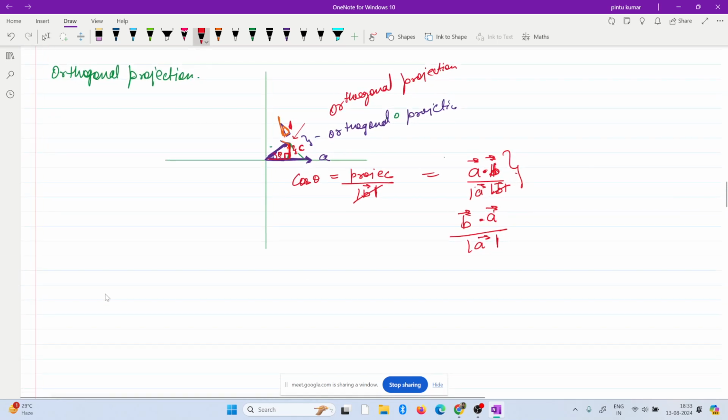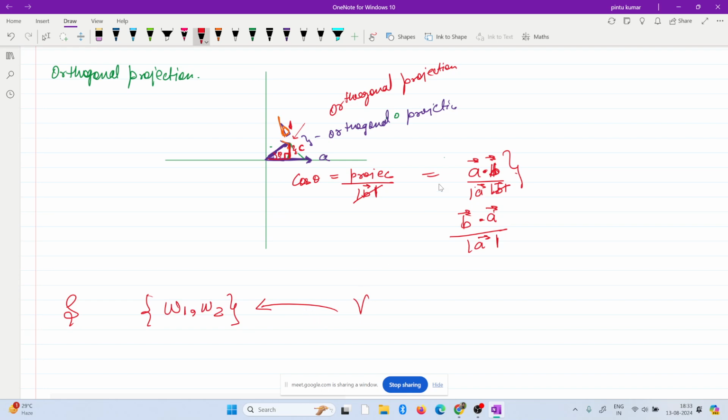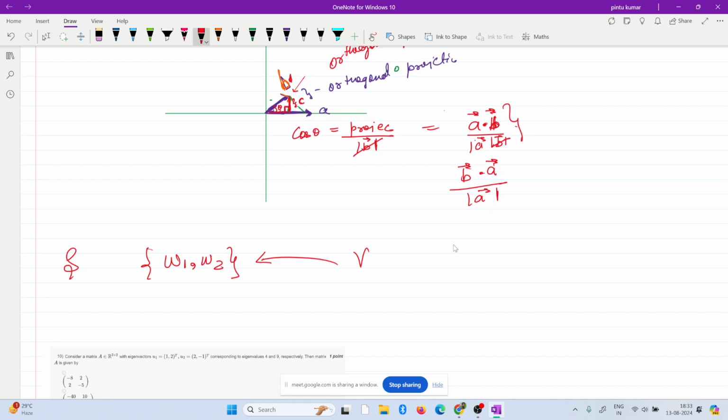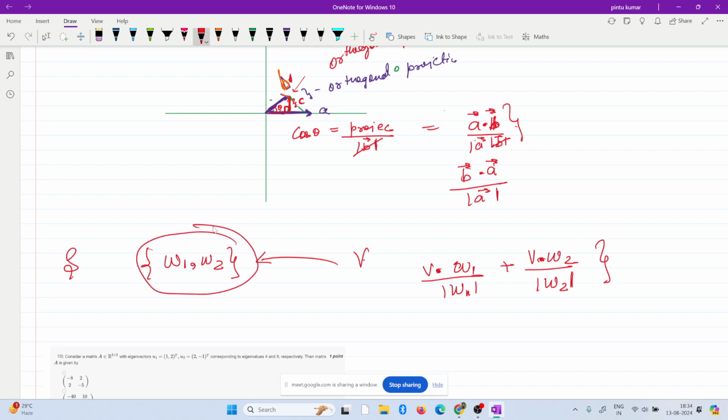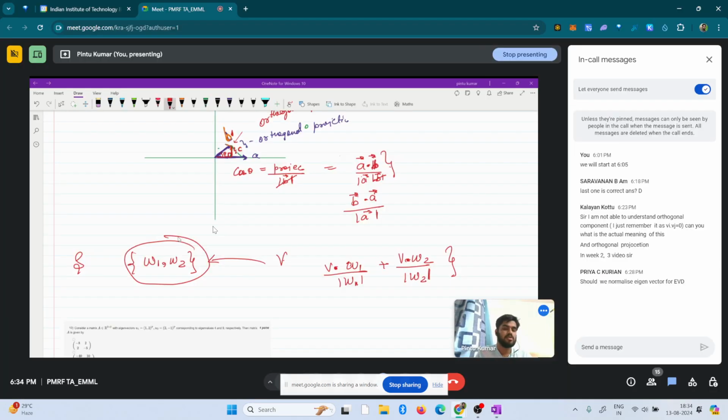Okay. Now, let's say you have a subspace S which is spanned by two vectors W1 and W2, and you want to project some vector V onto the space spanned by W1 and W2. So you do something similar over here. You take V dot W1 divided by mod of W1 plus V dot W2 divided by mod of W2. So this is the orthogonal projection of your vector V onto the subspace spanned by these two vectors. I hope the idea of orthogonal projection and what orthogonal means is clear.